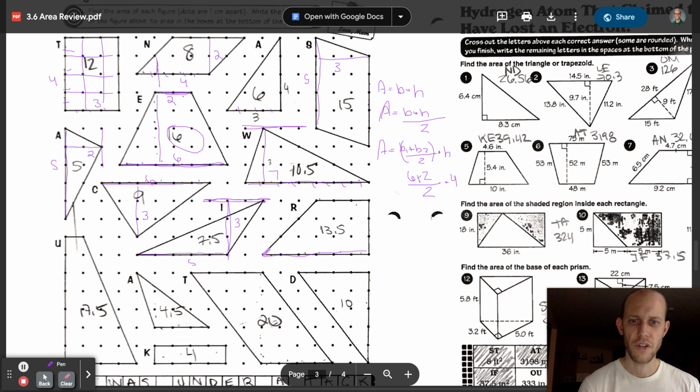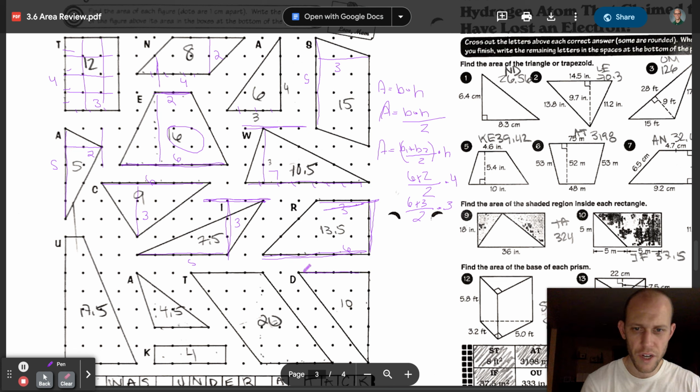Here is our next trapezoid. Only 2 parallel sides, and that's it. First side would be 1, 2, 3, 4, 5, 6. Second side would be 3. So we're going to do 6 plus 3 cut in half, and we're going to multiply that answer by the height, which would be 3. So 9 divided by 2 is 4.5, and 4.5 times 3 is 13.5.